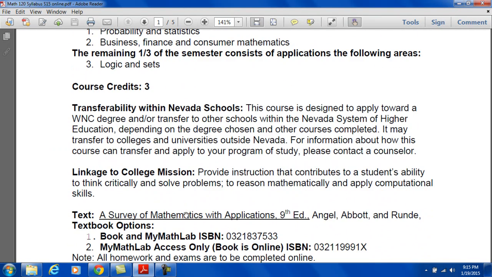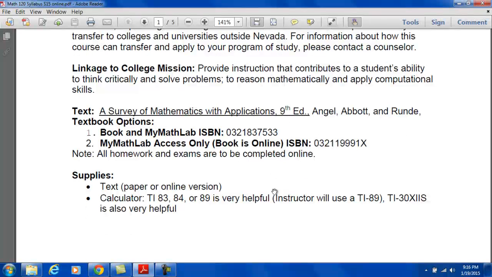Okay, 3-credit course, transfer within the Nevada schools. It's designed to meet the needs for any of the schools. It may transfer outside of the system, but you need to check with that college. Linkage to the college mission: provide instruction that contributes to a student's ability to think critically and solve problems, to reason mathematically, and apply computational skills.